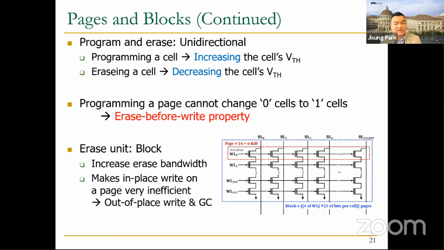And the erase unit is a block, which makes the erase latency several times longer than other operations because it involves way more cells in operation. But such a bulk erase increases the erase bandwidth, since a block in modern NAND flash memory has hundreds or even thousands of pages. So concurrently erasing such a large number of pages at once outweighs the increase in the erase latency.